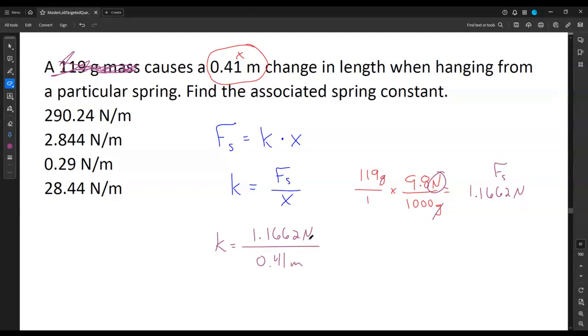Then the units don't really combine. Technically, they can be canceled and rearranged, and we've seen that potentially in a lab lesson. But newtons per meter is typically how that's left. And then from dividing these out to find a value, we get that K is 2.84439, and so on, newtons per meter. So that looks like this one.